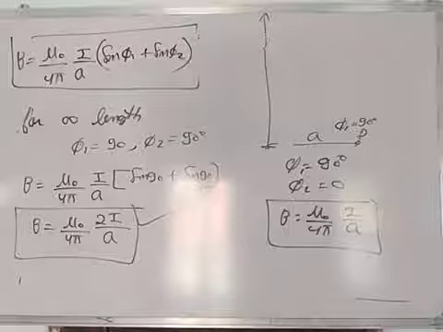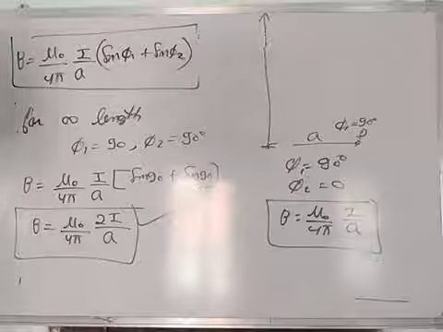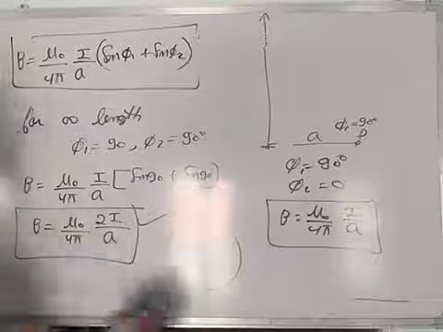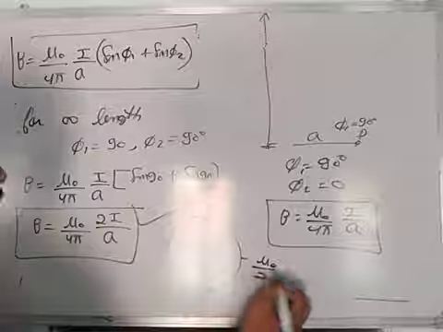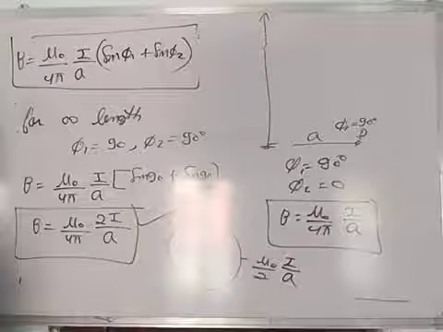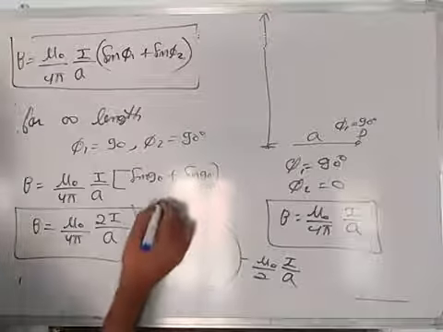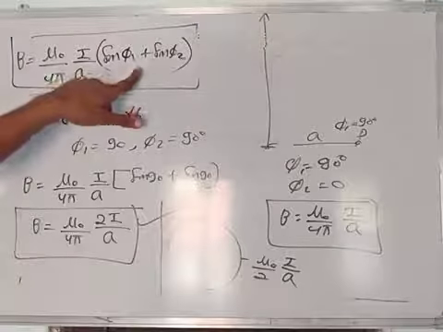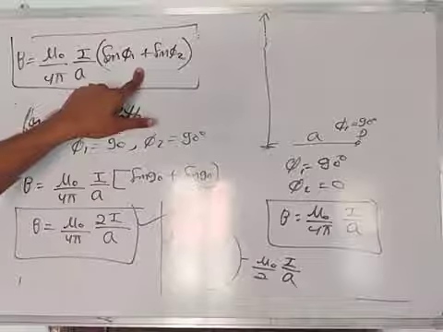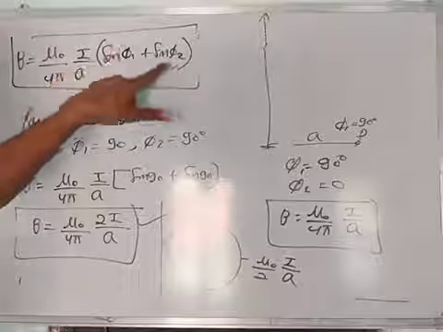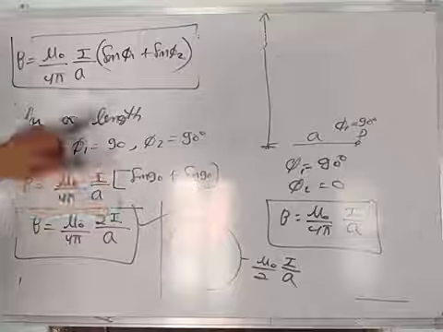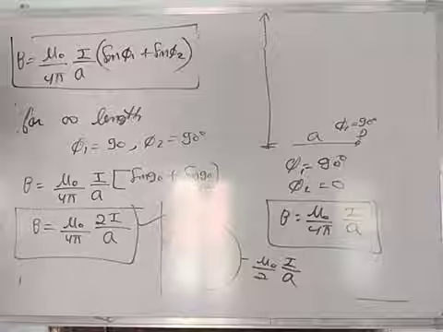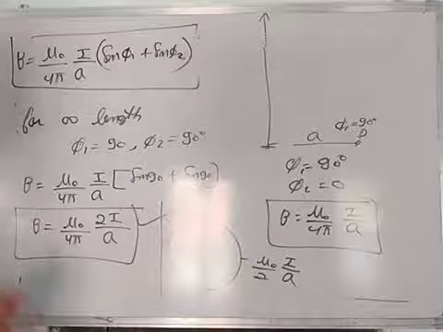Students, today we have discussed two applications. Number one is the magnetic field due to a circular loop, whose result is μ₀/2 · I/a. The second is the magnetic field due to a current carrying conductor. For this, the result is here. For infinite length, θ₁ and θ₂ become 90 degrees, and after substituting them you get this result. For today, this is enough.